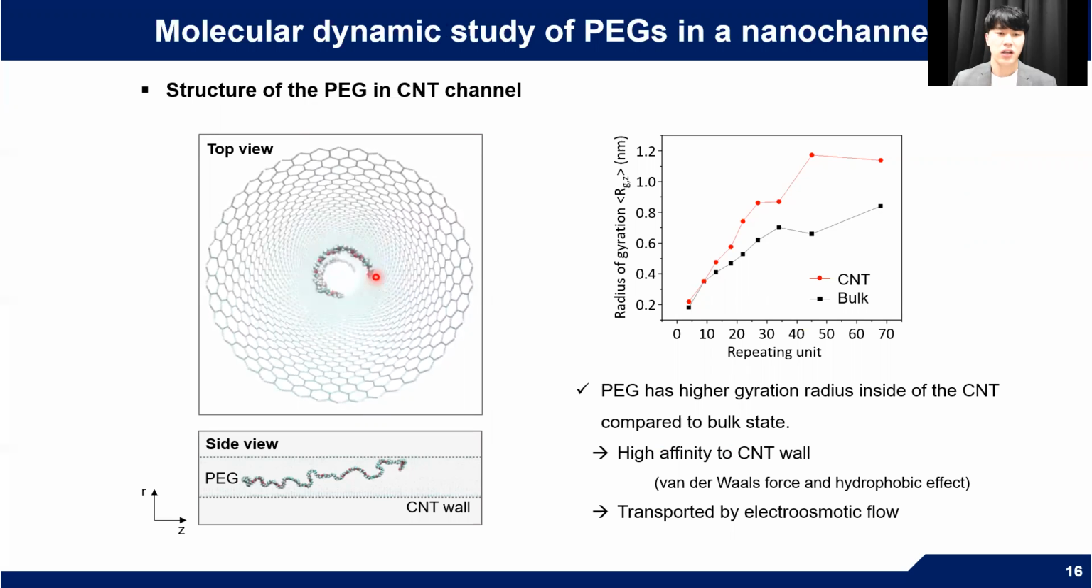As the video shows, the PEG molecule prefers to adhere to the CNT wall, and based on this simulation data, we can calculate the radius of gyration along the z-axis. The result shows that the gyration radius increases when the molecule is inside of the CNT channel. It means that the coiled chain is stretched inside of the CNT channel due to the CNT-PEG interaction, such as van der Waals forces and hydrophobic effect. This data also supports the electroosmotic flow of the PEG molecules in the diffusive layer at the electric double layer.